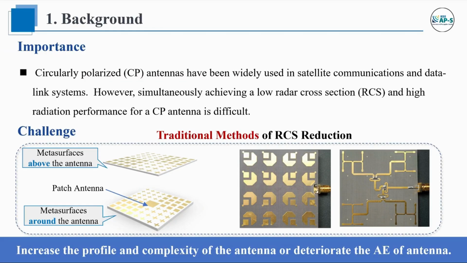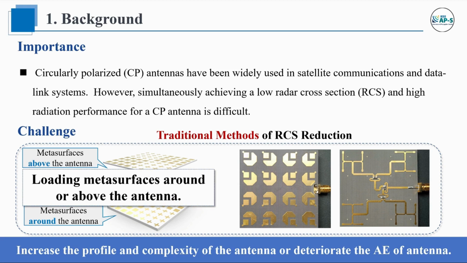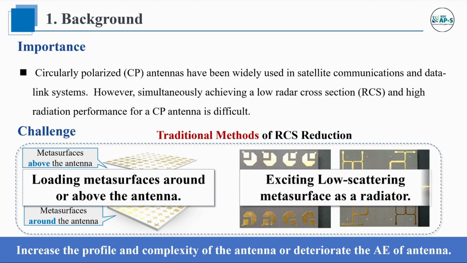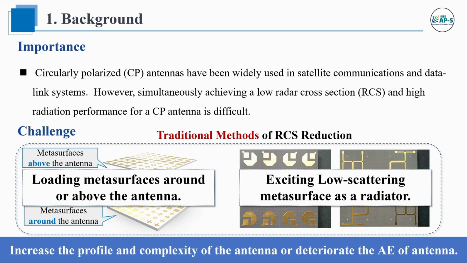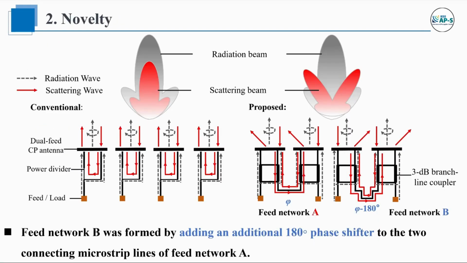Circularly polarized antennas have been widely used in satellite communications and data link systems. However, simultaneously achieving a low radar cross-section and high radiation performance for a CP antenna is difficult. In the past few years, several methods have been proposed to reduce the RCS of CP antennas, such as loading metasurfaces around or above the antenna and exciting a low-scattering metasurface as a radiator. However, these methods will increase the profile and complexity of the antenna or deteriorate the aperture efficiency of the antenna, compared with the conventional feed network of an array antenna.